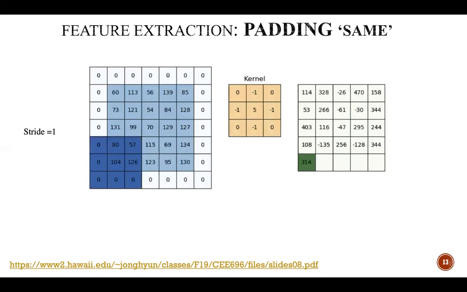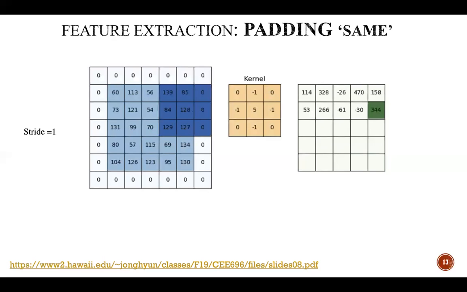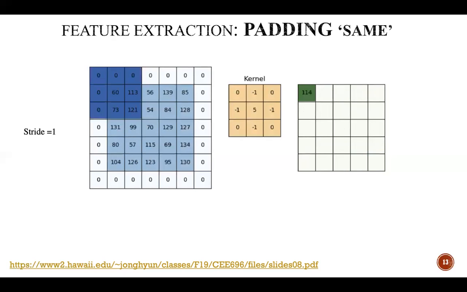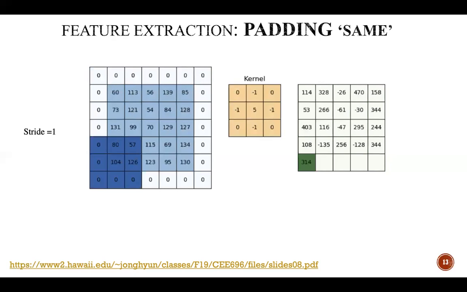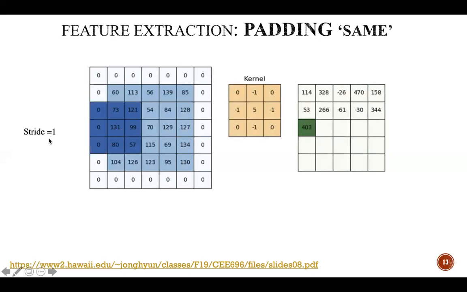Remember, convolution is an element-wise multiplication, and you add up all the elements in your window and get these numbers. You see, because I have added the padding, the convolved feature map is the same size as my input. And remember, the stride here is equal to 1. Next I'm going to talk about the stride.